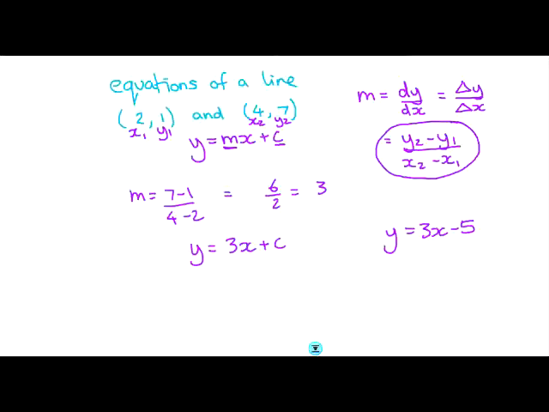What most people do is they take a coordinate, it doesn't matter, let's take this one and pop it in. So y is 1 and x is 2, so you get 1 is equal to 6 plus c, and therefore c is equal to minus 5. It's just a much slower way of doing it, but it comes in handy. You must be able to substitute into a formula.